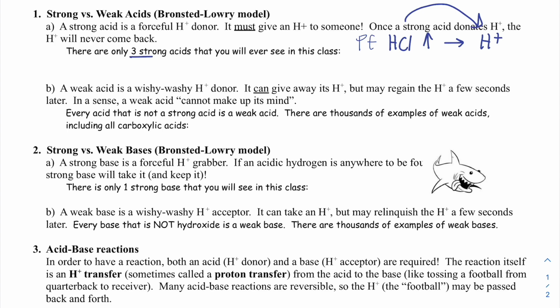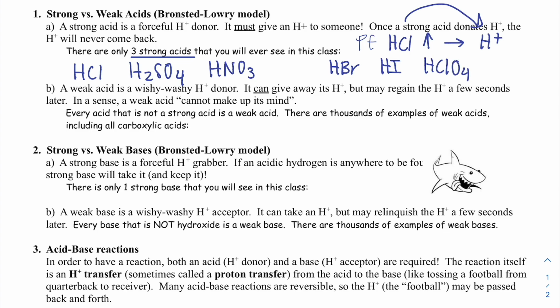There are only 3 strong acids that you will ever see in this class, and that is hydrochloric acid, sulfuric acid, and nitric acid. There are others, however. There are 7 in total. The other ones being HBr, hydrobromic acid, hydroiodic acid, HI, perchloric acid, HClO4, and chloric acid, HClO3. But we're never going to use these. We'll only ever use these.